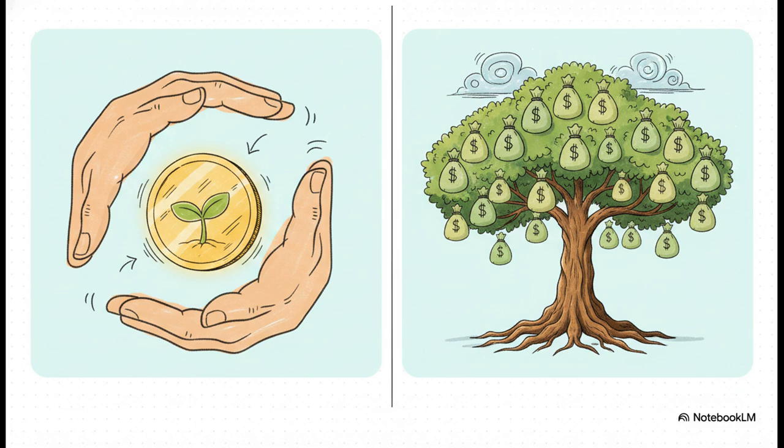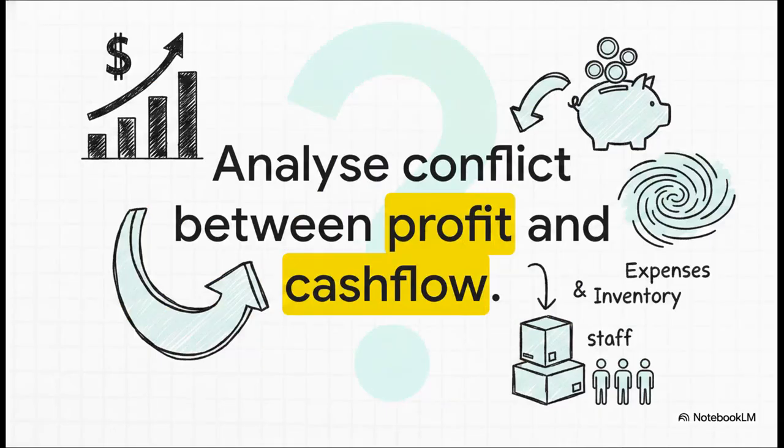And this setup brings us perfectly to our first AO3 analysis task. It's time for you to do some of the heavy lifting. I want you to pause the video now and complete Task 1. Analyze the potential conflict between the financial objective of profit maximization and the need for strong cash flow in a rapidly growing business. Think really carefully about how rapid growth often drains cash balances.